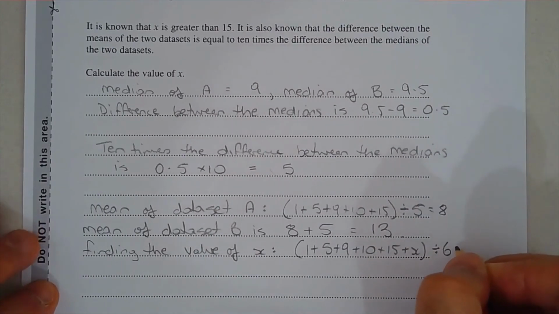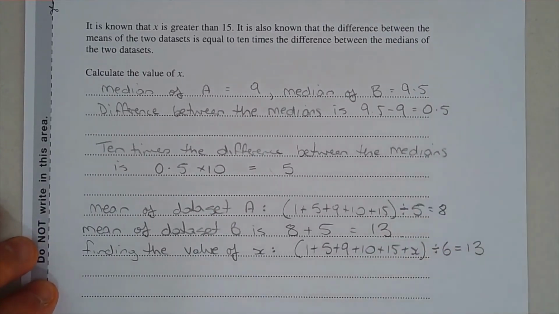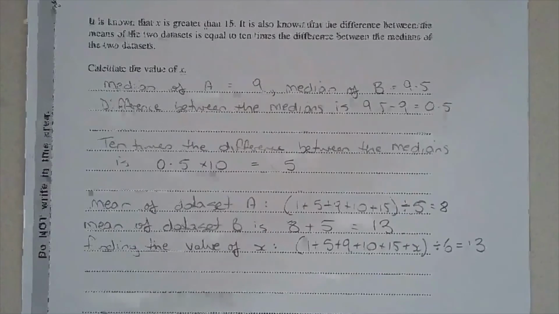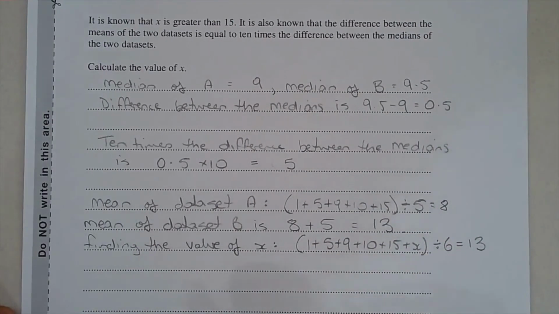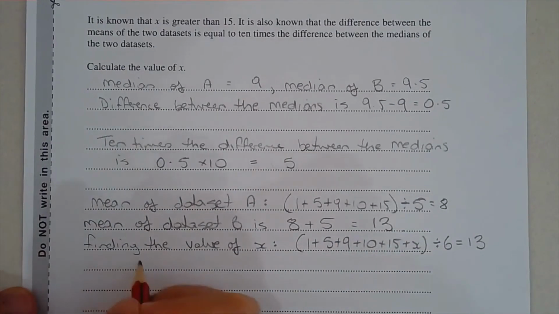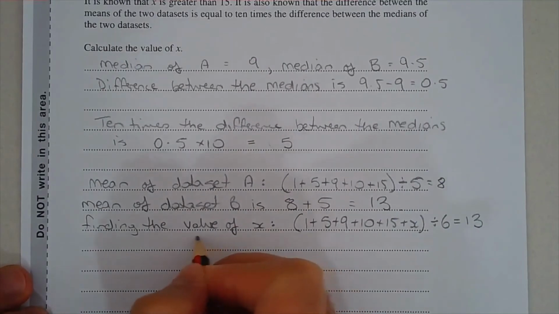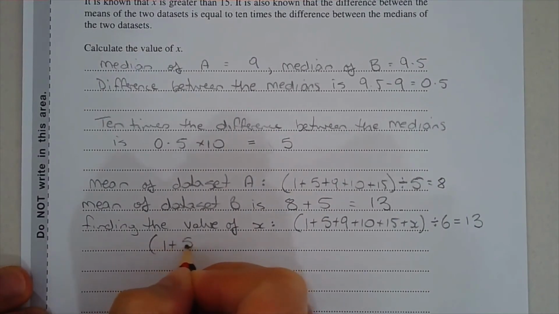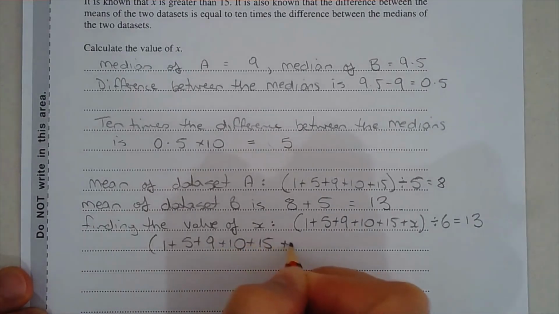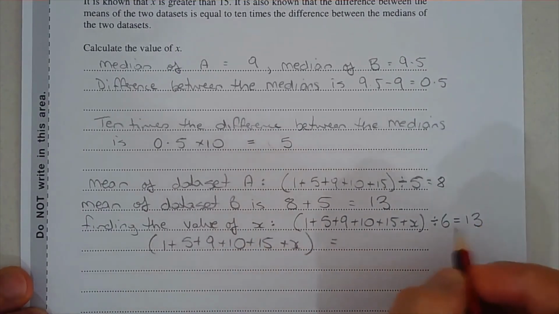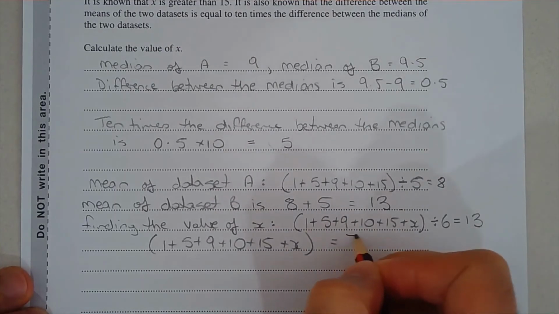yet again, and it's equal to 13, since we know that the mean of data set B is 13, since that's what we've deduced already. So let's multiply both sides by 6. Well, we can add these 5 scores as well. So I'll just do this in a few steps. So 1 plus 5 plus 9 plus 10 plus 15 plus X is equal to 13 times 6, so that's going to equal 78.